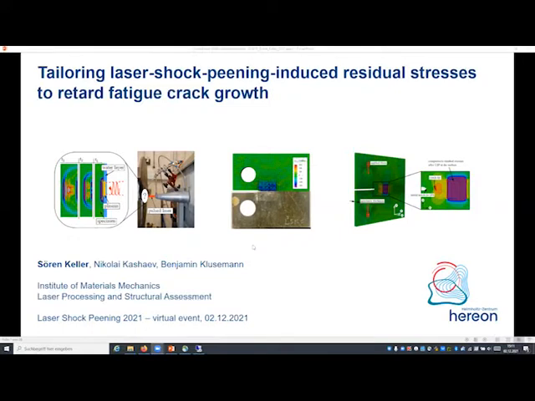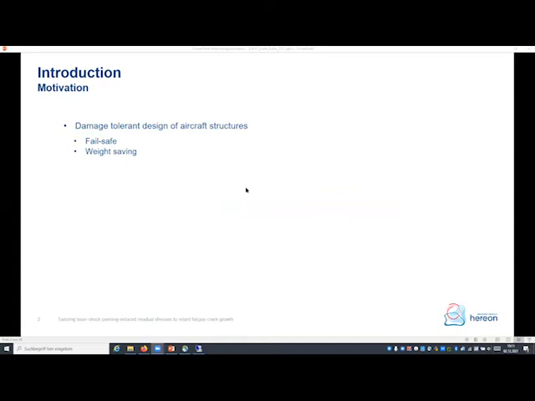Thank you for the nice introduction, and thank you for the opportunity to present here today after such a long time after our last laser peening meeting. So the topic is tailoring of laser shock peening introduced residual stresses to retard fatigue crack growth. And I know the introduction might be somehow clear for nearly everyone. However, I want to add this to put all of us on the same page, what I'm aiming at in this presentation and what this presentation is supposed to deliver.